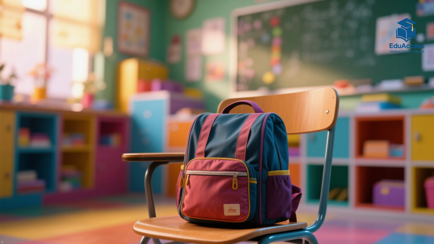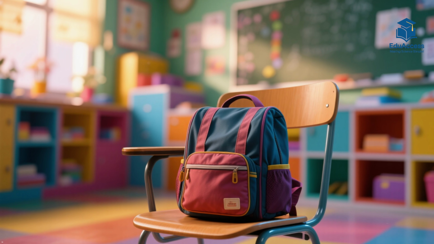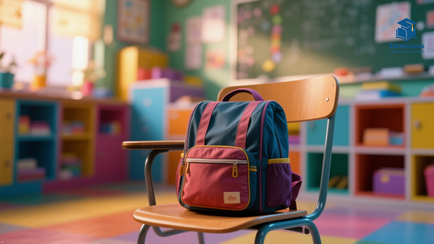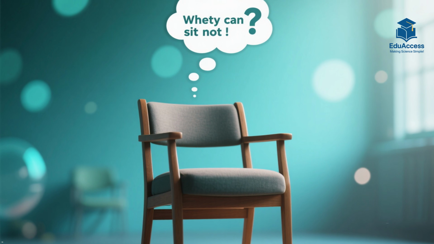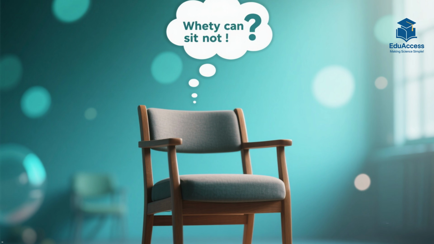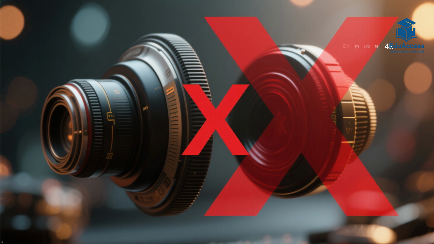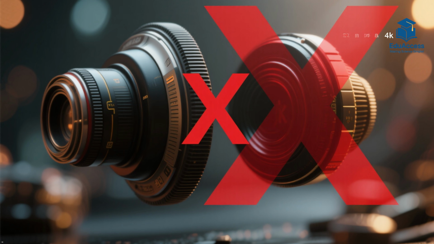Part F. Space and volume. See this chair. There is a school bag on it. You want to sit on the chair. Can you? No, you can't. Why? The bag is taking up the space on the chair. That's right. Two objects cannot be in the same place at the same time.